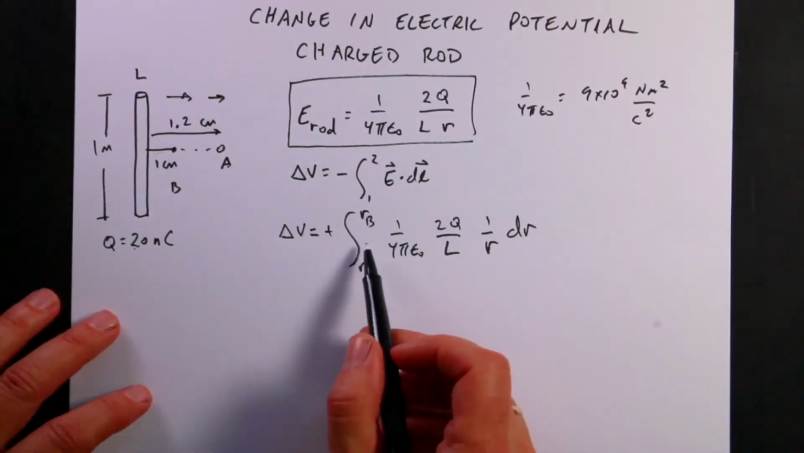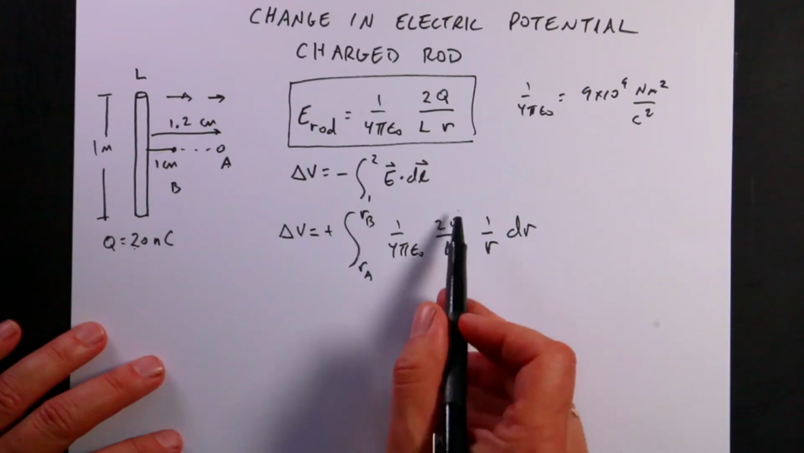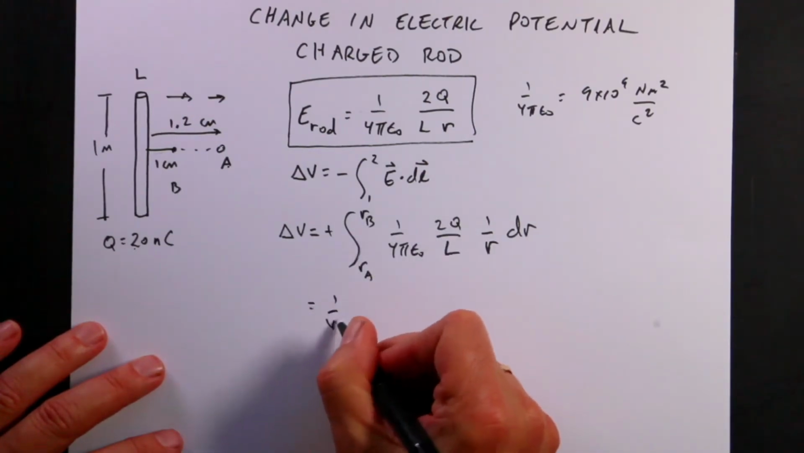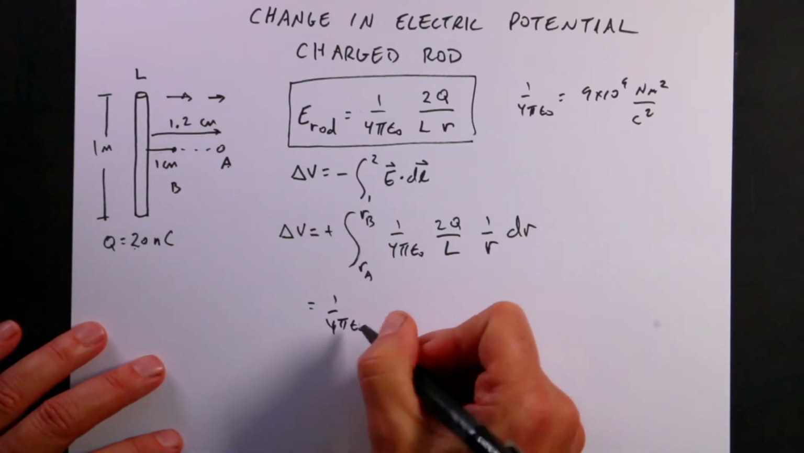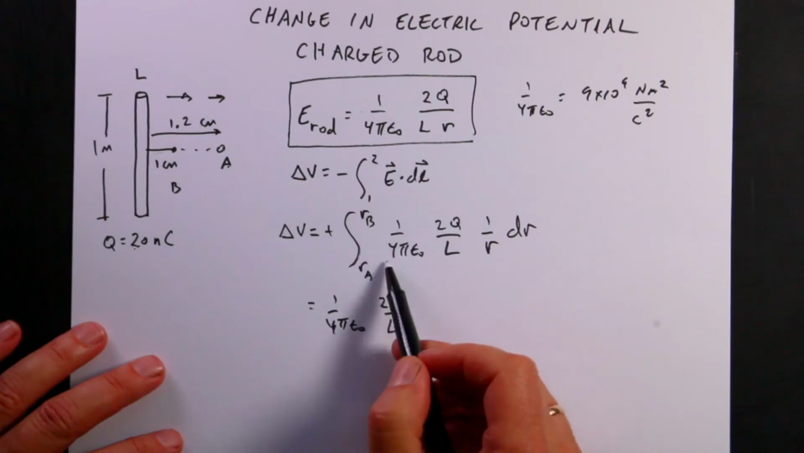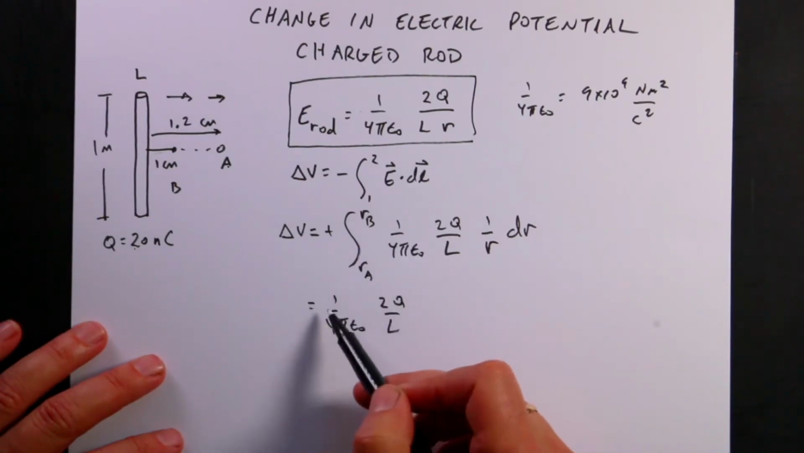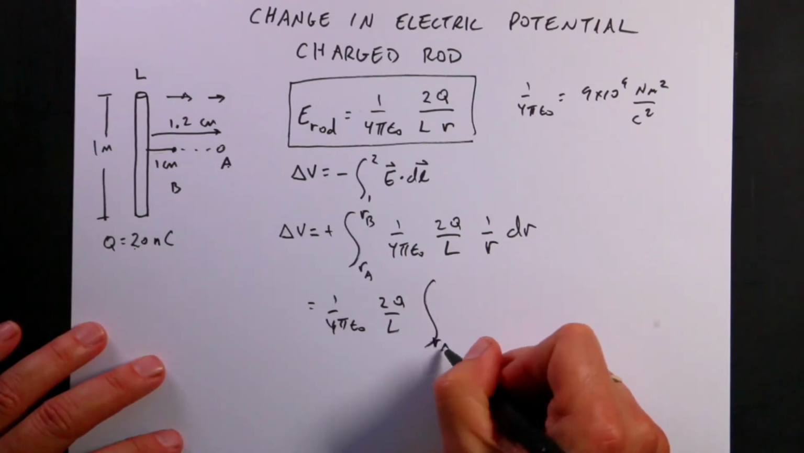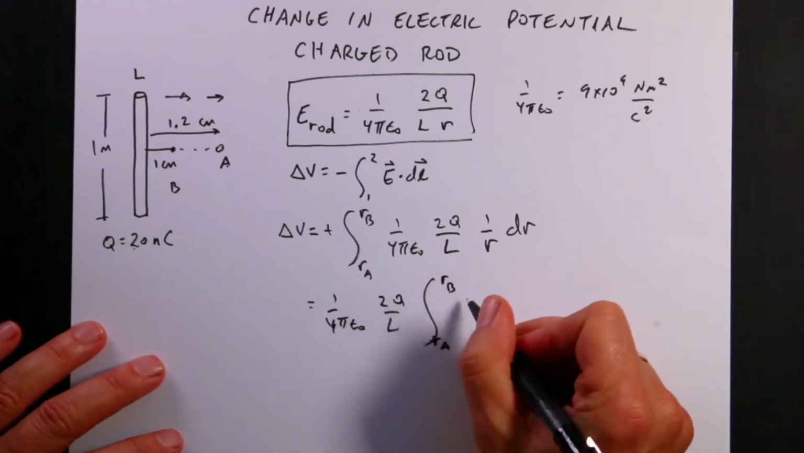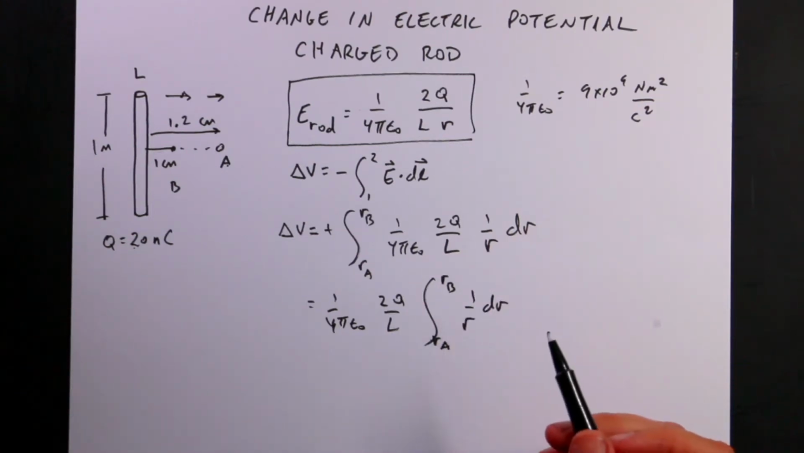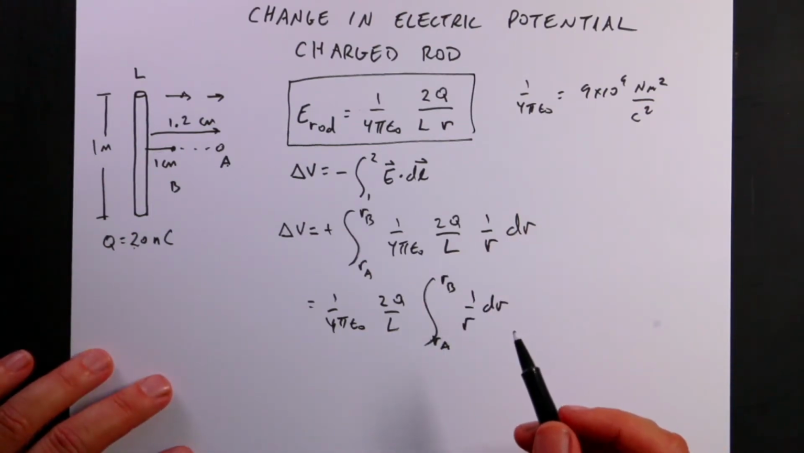Okay. Now all this stuff is just a constant. I can pull that out, and I get 1 over 4 pi epsilon naught times 2q over L. We don't cancel the 2 and the 4, because that's 9 times 10 to the 9th, it's just a dumb thing to do. The integral from Ra to Rb of 1 over r dr. Now I can integrate this. If you need to look that up in an integral table, that's cool. I don't hold that against you.